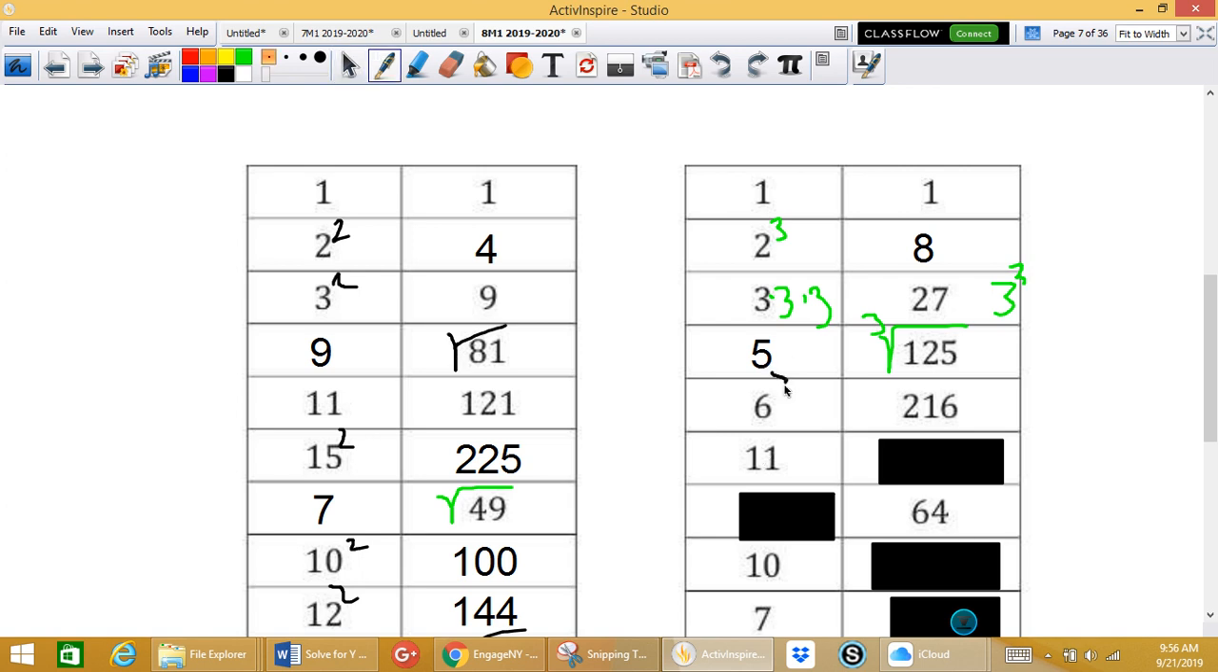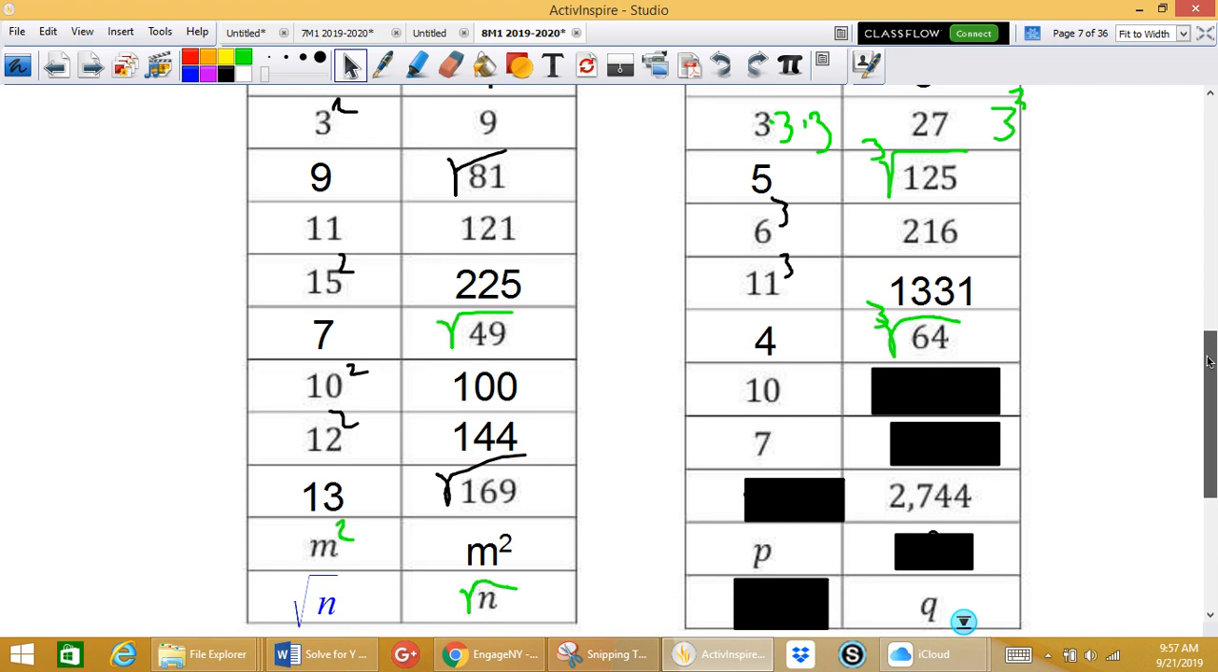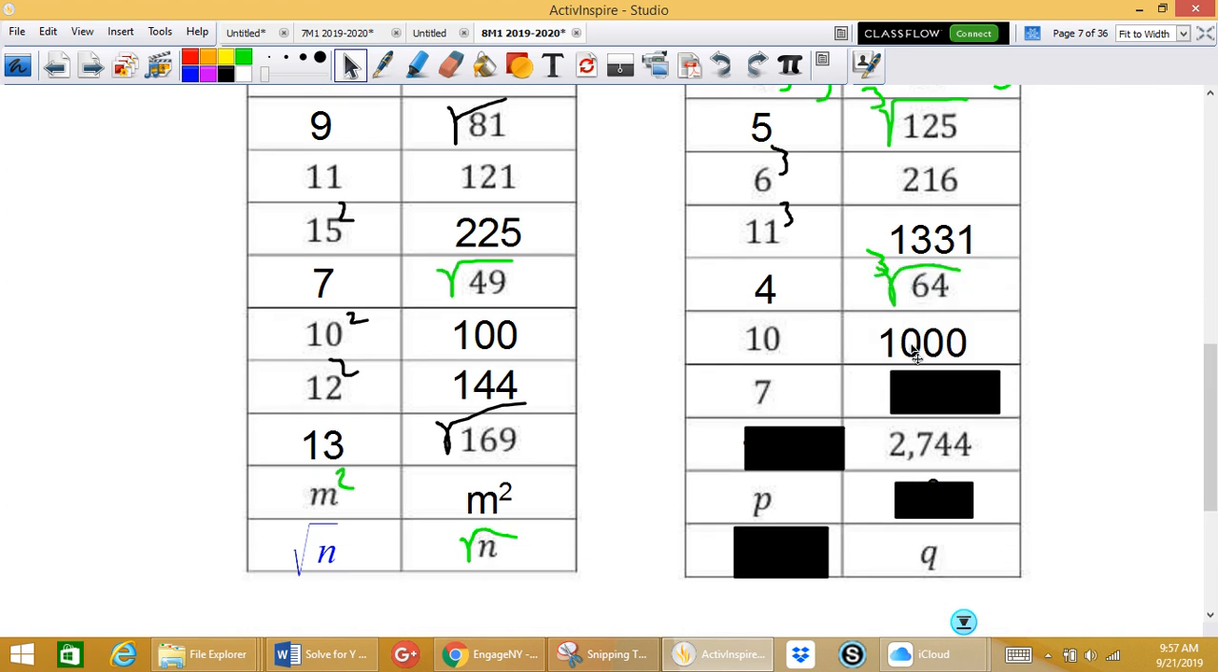6 cubed is 216. 11 cubed is 1,331. Now the cube root of 64 is 4. 10 cubed is 1,000. 7 cubed is 343. The cube root of 2744 is 14.